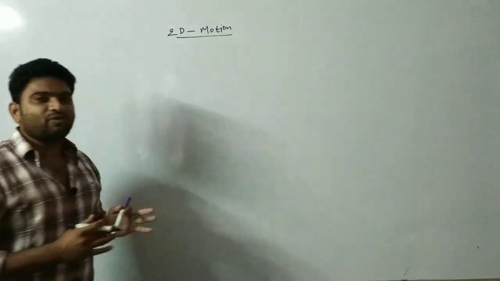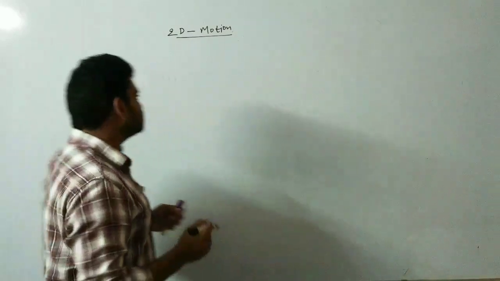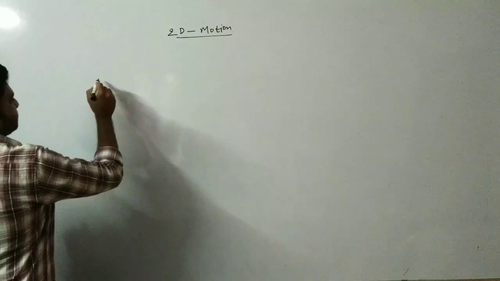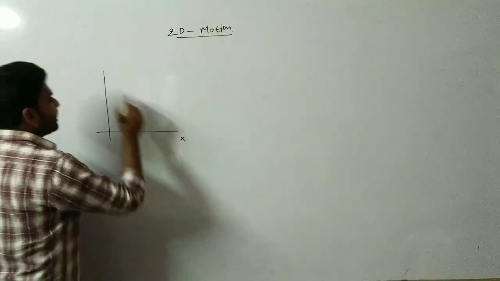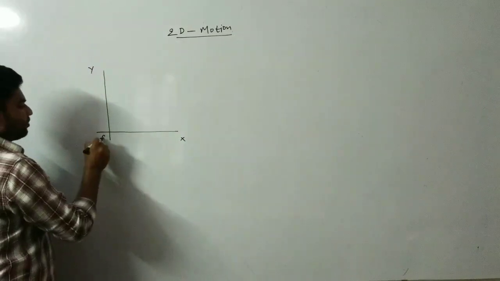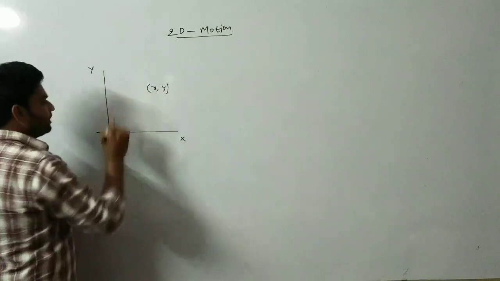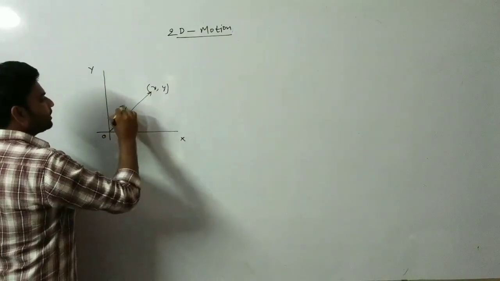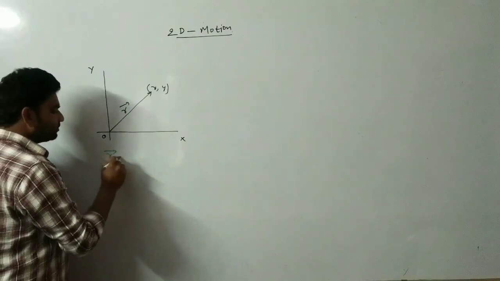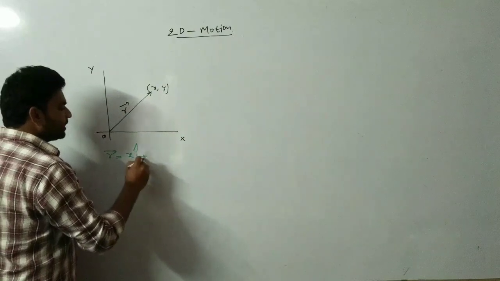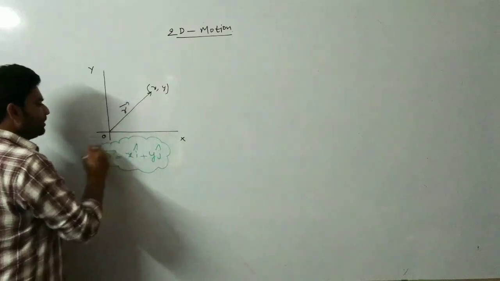So just recollect the things that we have learnt in the previous lesson. The very first one is the position vector. For example, say this is my x-axis and this is my y-axis, and I have an origin here, and let me consider the coordinates x comma y. Then the position vector is given by r bar. How can we write the position vector here? Simply r bar equals x into i cap plus y into j cap. This is the way to write the position vector.